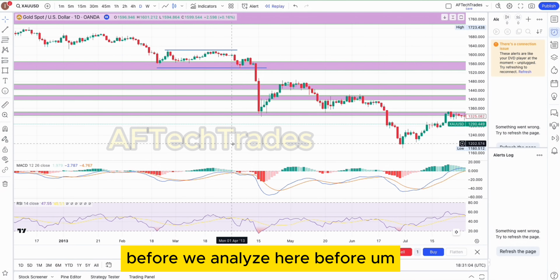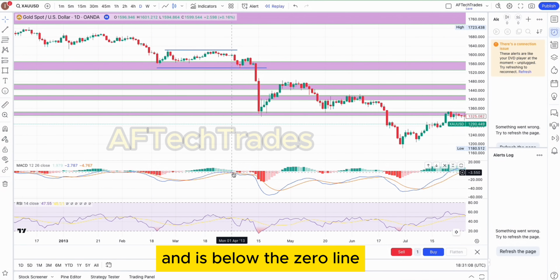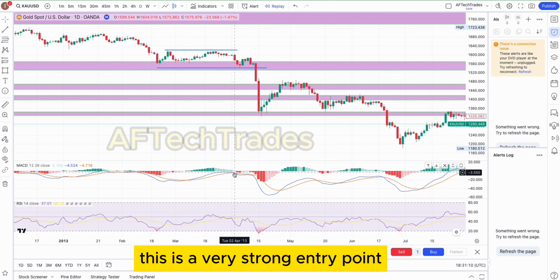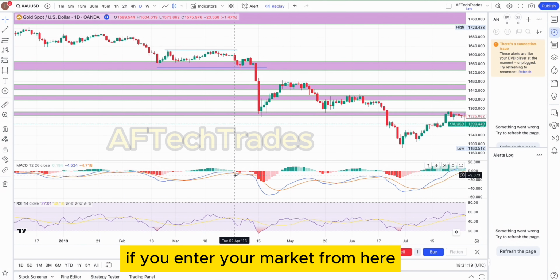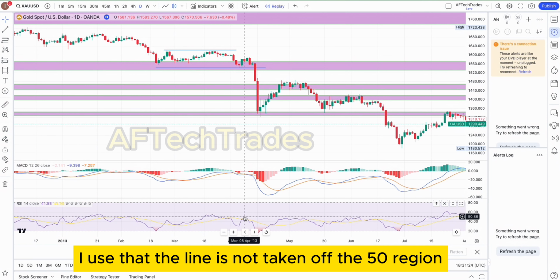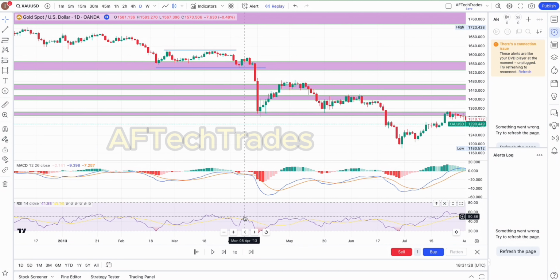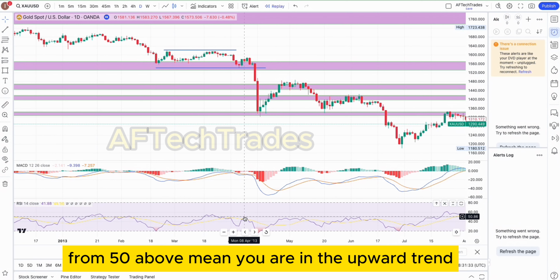we analyzed before that when you have this crossover down and it is below the zero line, this is a very strong entry point. We explained this last week. This is a very strong entry point, and if you enter the market from here, also check the 50 region of the RSI. From 50 below means you are in the downward trend. From 50 above means you are in the upward trend.